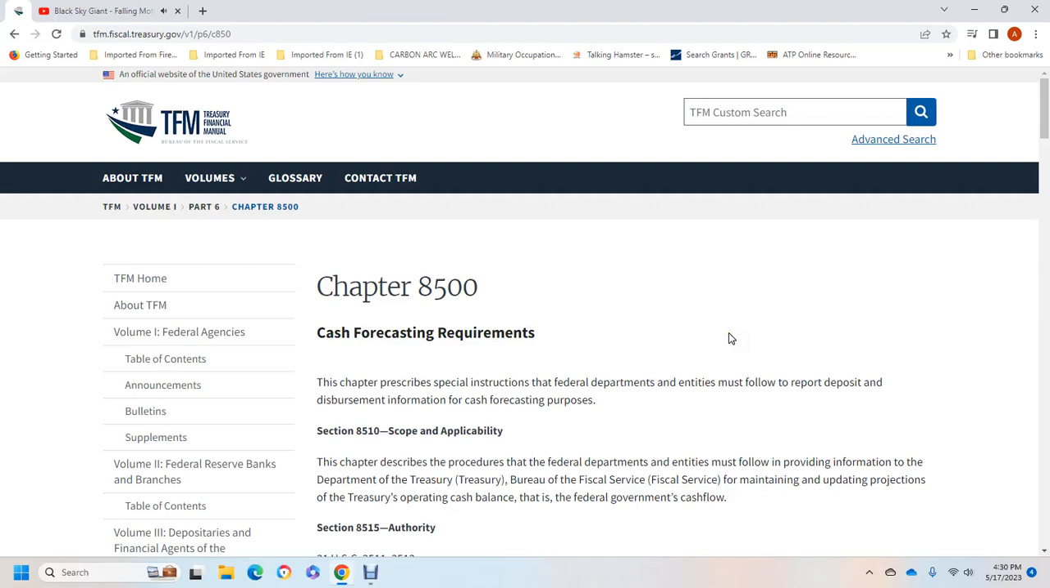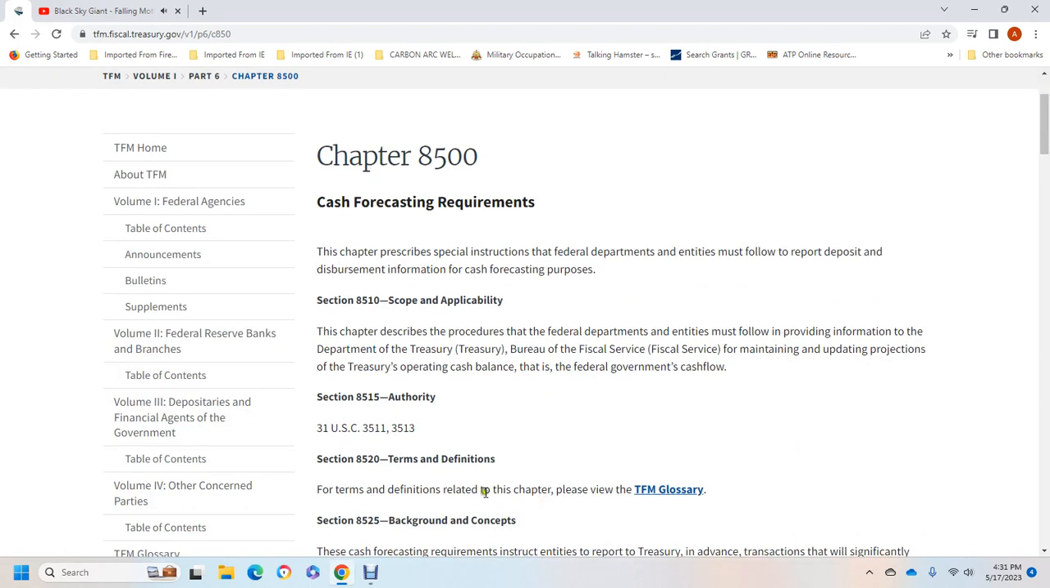Alright, Volume 1, Part 6, Chapter 8500, Cash Forecasting Requirements. Chapter for the scope of special interest for the Federal Department, aim for the file of the report, deposit and disbursement information, for cash forecasting purposes. Section 8510, Scope. Act, legally the chief of the Federal Department, that any must file to provide information for the Department of the Treasury. The Bureau officials serve the benefit for maintaining and updating projection of the Treasury operating cash balance and federal government cash flow.